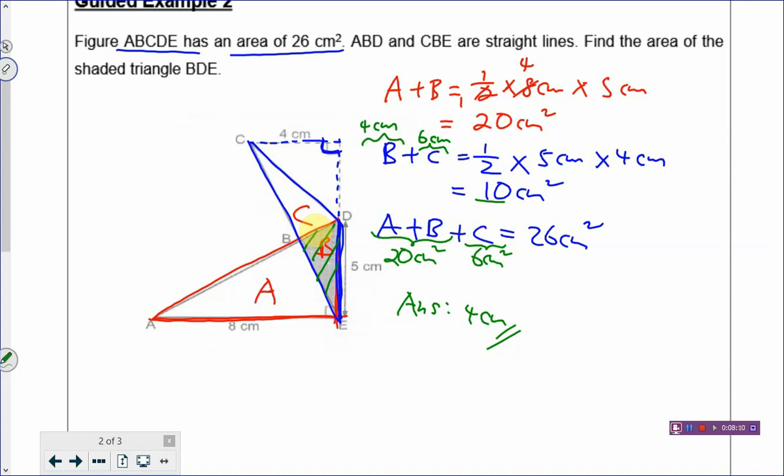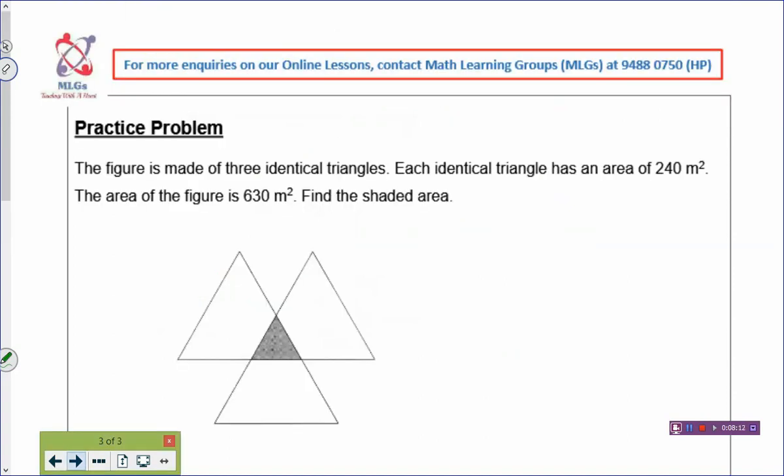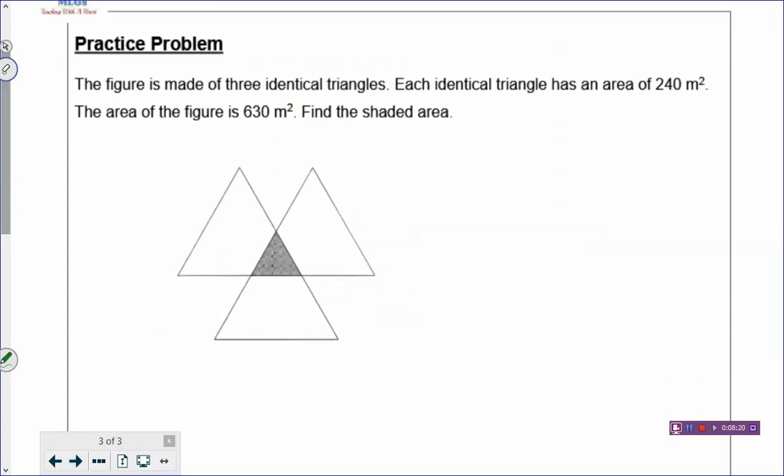Alright, now let's look at number 3, practice problem. And again, you have 3 triangles that join together, and there is an overlapping area. So we can think of naming. So I'll give you about 5 to 10 minutes. See whether you can work out the answer, and once you have gotten the answer, you can replay the video. Alright, your time starts now.